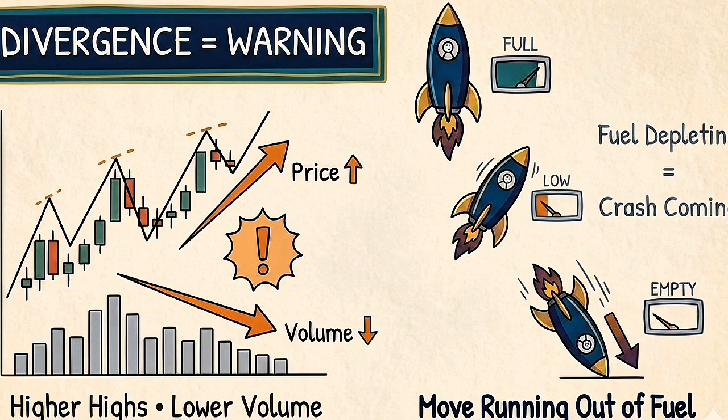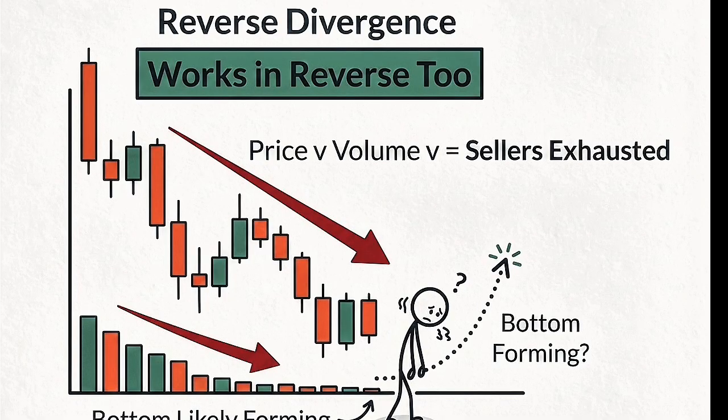Think of a rocket. At launch, the fuel is full. The rocket blasts off with enormous power, but as the fuel burns, the thrust weakens. The rocket slows down, and eventually, it falls. That's what declining volume during an uptrend looks like. The move is running out of fuel. Fewer and fewer traders believe in the move. The same works in reverse. If price is falling but volume keeps dropping too, sellers are getting exhausted. Each drop has less and less participation. The selling is drying up. That often signals a bottom is forming.